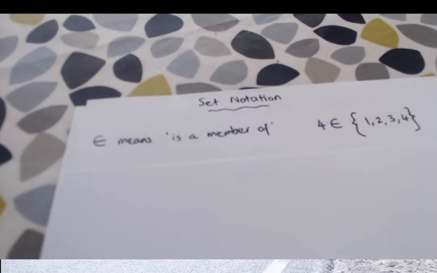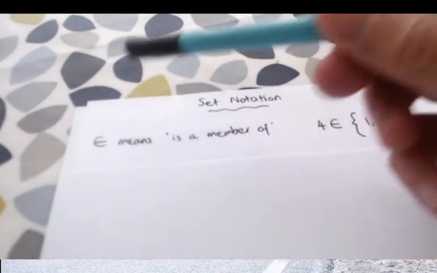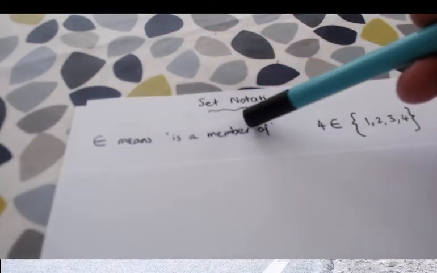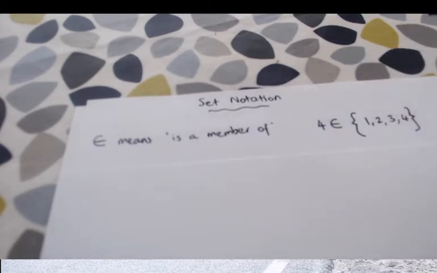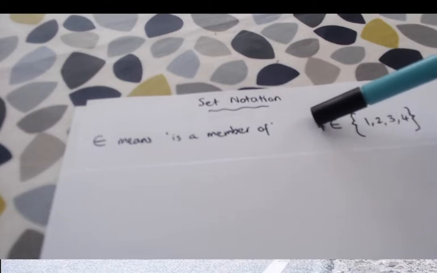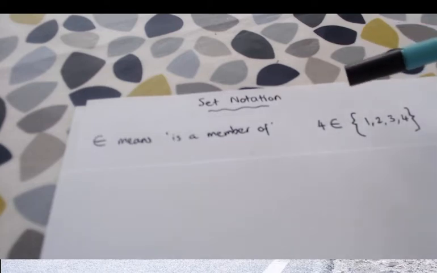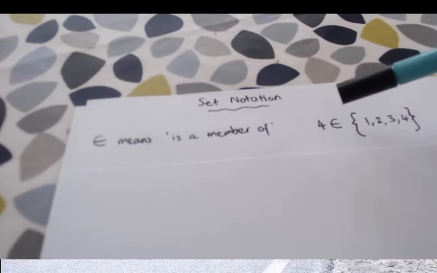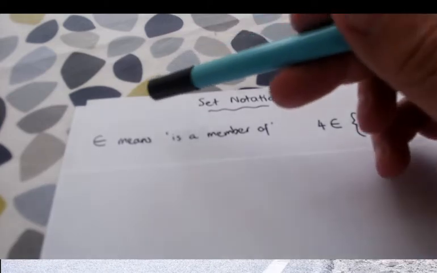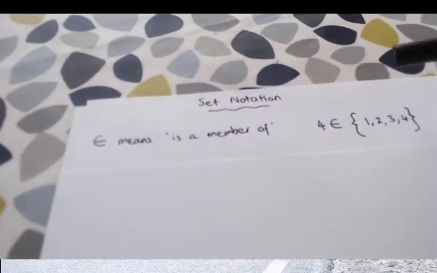Right, first things first, this silly looking E symbol means is a member of. For example, if we look at this little set of numbers, 1, 2, 3, 4, I can say that 4 is a member of this set, because it's there. I could say 1's a member of the set, or 2, or 3, or 4. But the key thing is, this little symbol means is a member of.